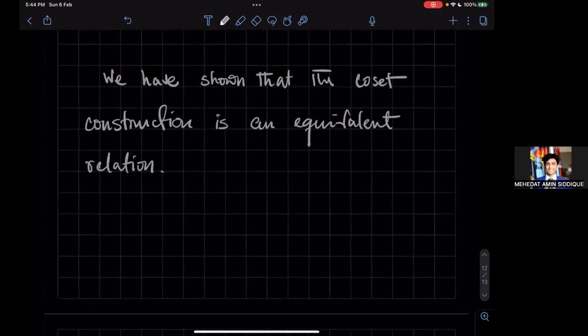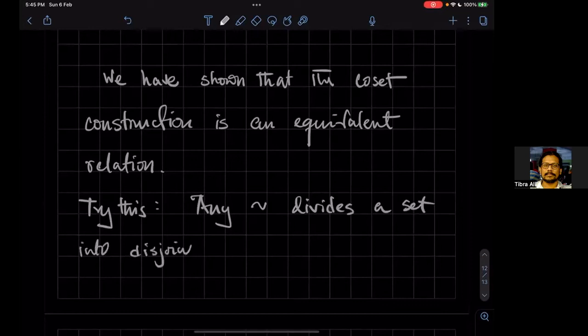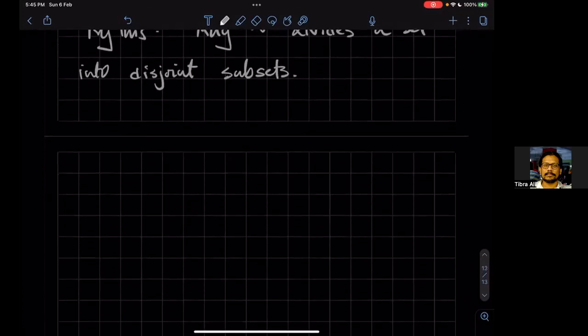Right. So, I want you to try this at home. Any equivalence relationship divides a set into disjoint subsets. So this is a very common notation for equivalence relationship. However, the next one is an exercise I would like you to do.